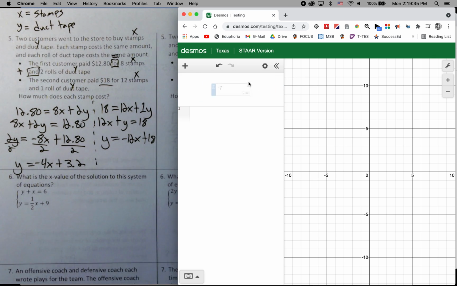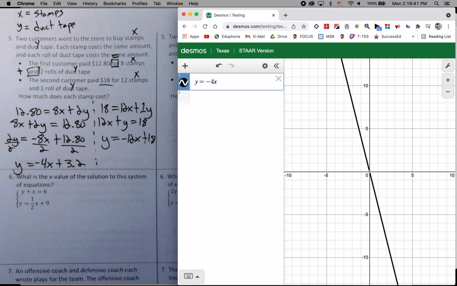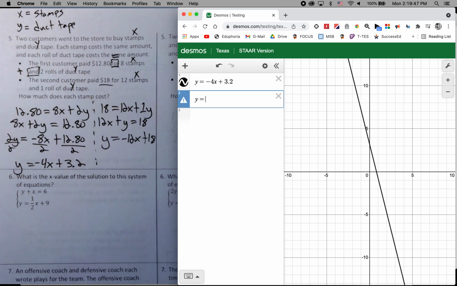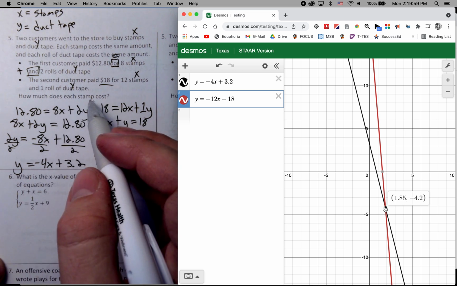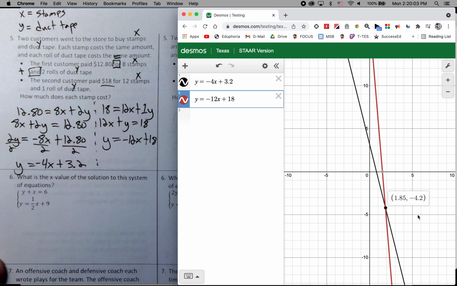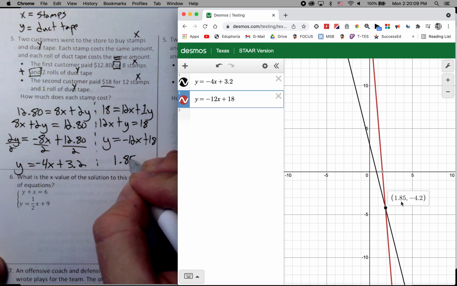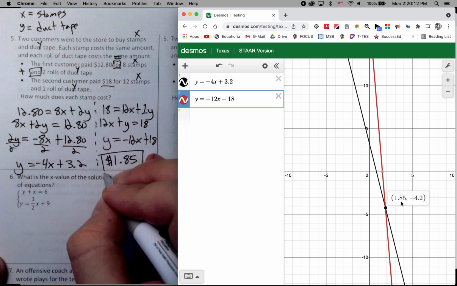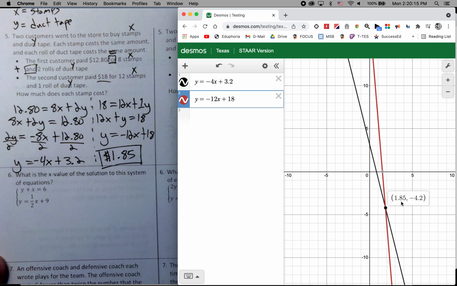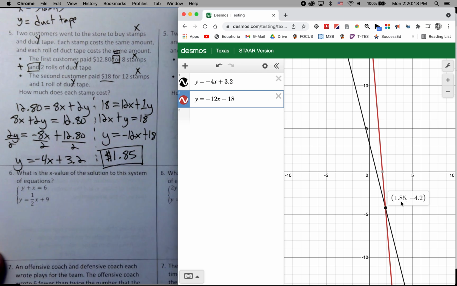So now in Desmos, I can graph these. I'll say y equals negative 4x plus 3.2. And then I got y equals negative 12x plus 18. And then I just click on where they cross. I want to know how much each stamp costs. The stamps are the x values. The x value here is $1.85. And because it's money, I am going to do that. There you go.